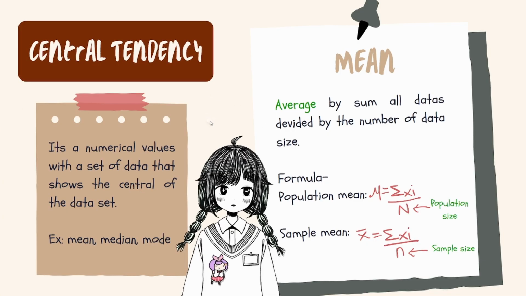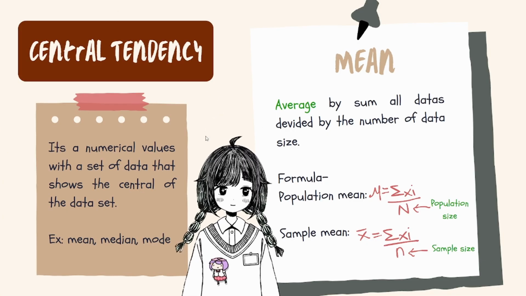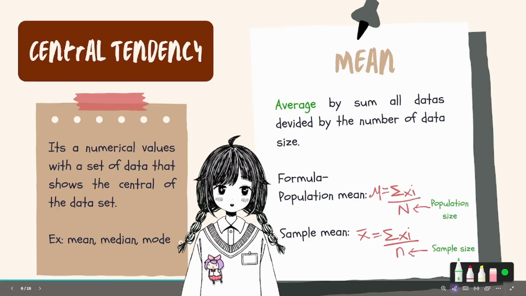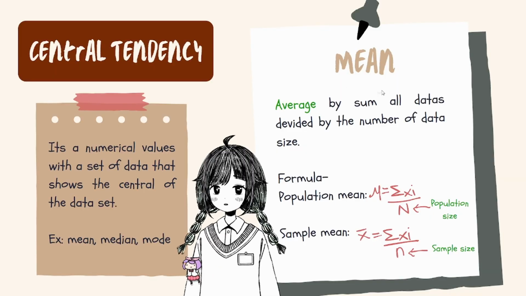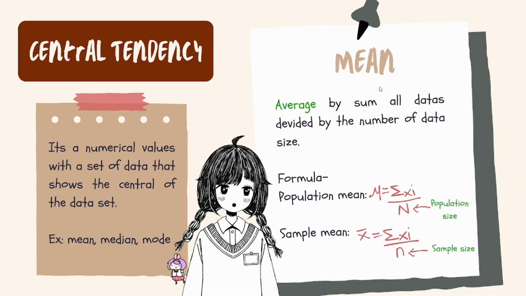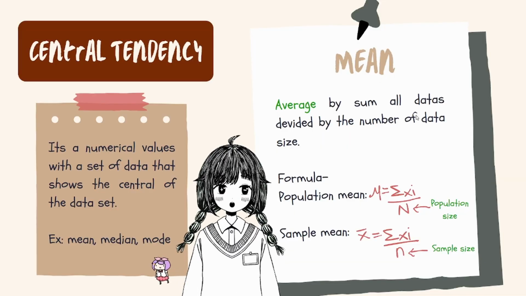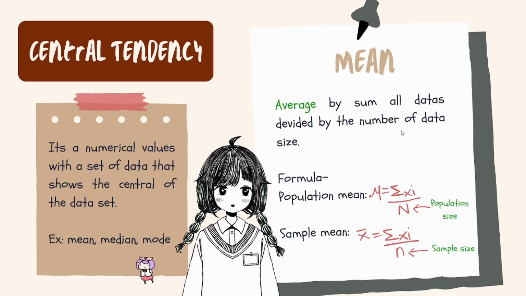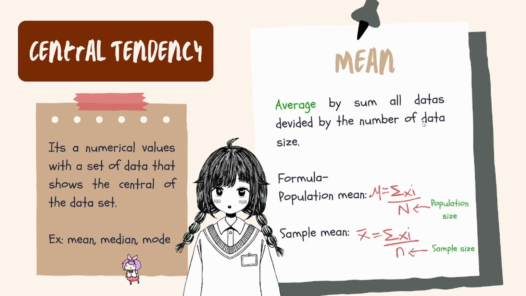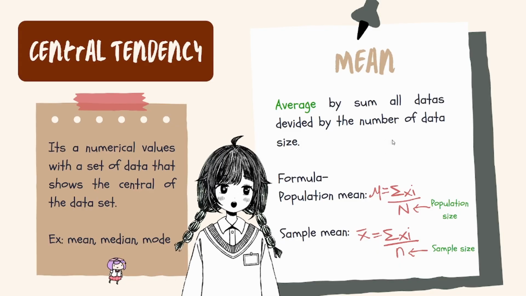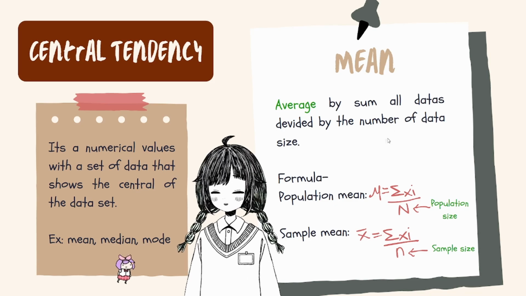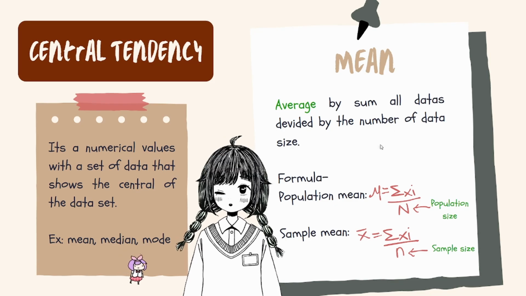And the next subtopic is central tendency. We use mean, median, and mode to obtain the center of the data set. Firstly, what is mean? Mean is to calculate the average by summing all data divided by the number of data points. There are two formulas, one for population and one for samples. It's basically the same formula, but which one you use depends on the information that you want to observe.